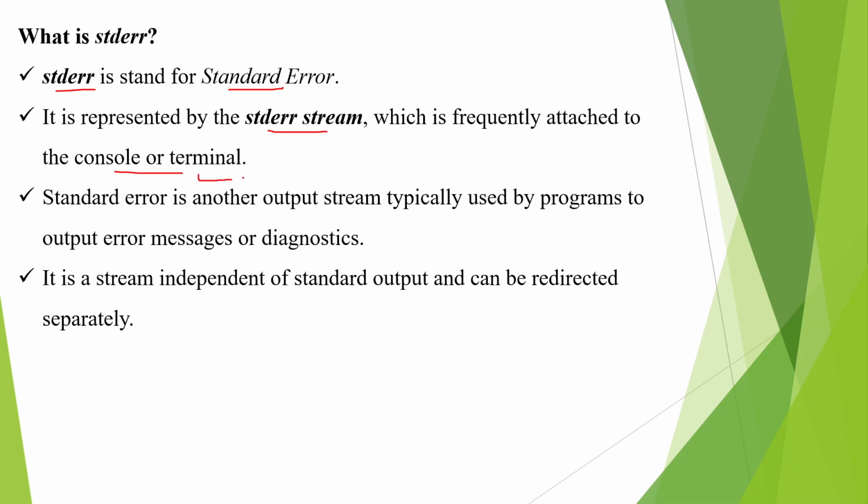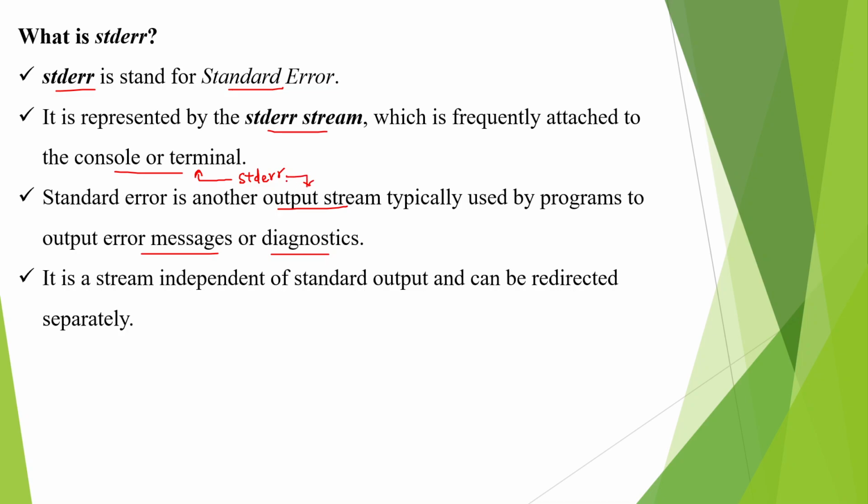So here also, whenever you use this stderr pointer in your program, it is also referring to the terminal or console only. Okay, so it is another type of output stream. We can call it the second type of output stream, typically used by programs to output error messages or diagnostics. Any kind of diagnostic information or error messages you want to push as output from your application, you have to use this standard error, and it is a kind of output stream only.